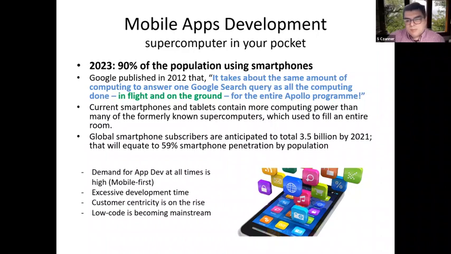You probably remember the Apollo program from the movie, where the astronauts were flying around the globe. Current smartphones and tablets contain more computing power than many of the formerly known supercomputers, which used to fill an entire room. When I heard about supercomputers in about 1988, the supercomputer at that time was as large as a basketball field, and the whole room had to be kept at around 23 degrees Celsius. Otherwise, some of the electronics were not working properly.